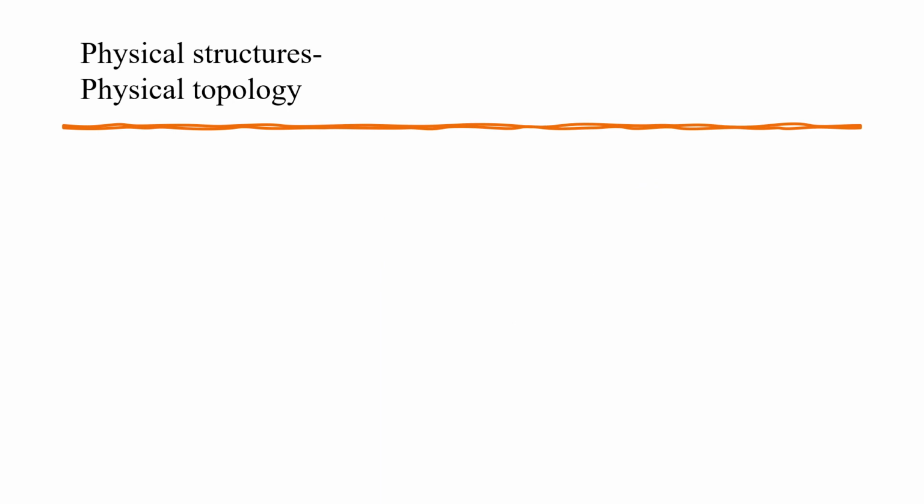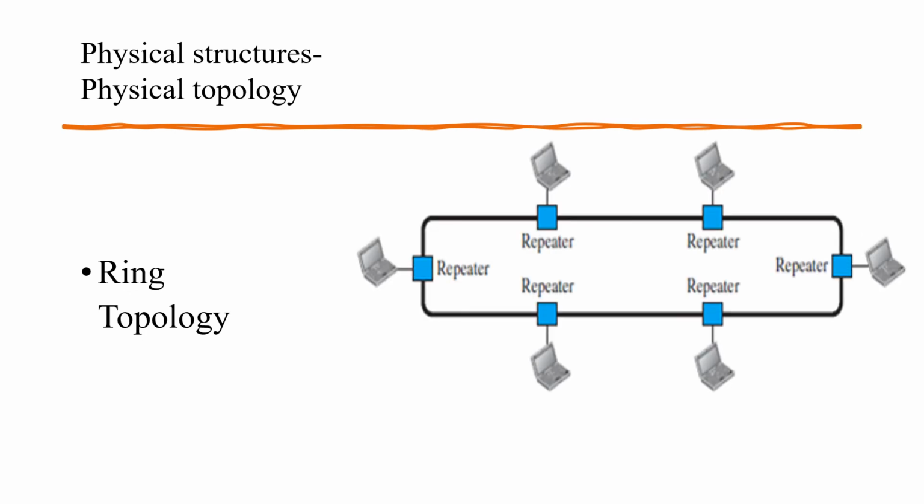The last physical topology we will be discussing is the ring topology. In ring topology, each device has a dedicated point-to-point connection with only the two devices on either side of it. A signal is passed along the ring in one direction from device to device until it reaches the destination. Each device in a ring incorporates a repeater. So when a device receives a signal intended for another device, its repeater will regenerate the bits and pass them along. A ring is easy to install and reconfigure.